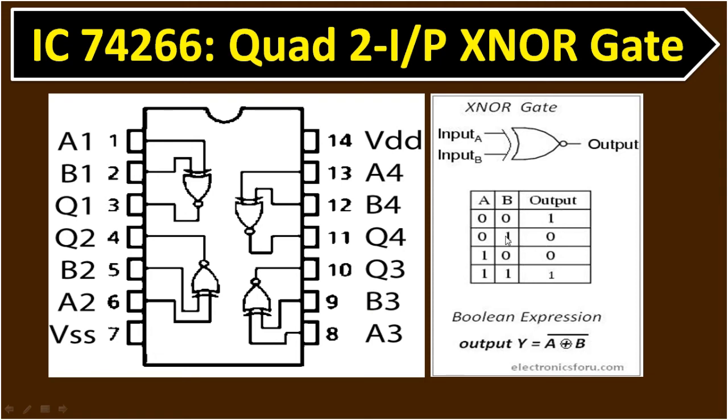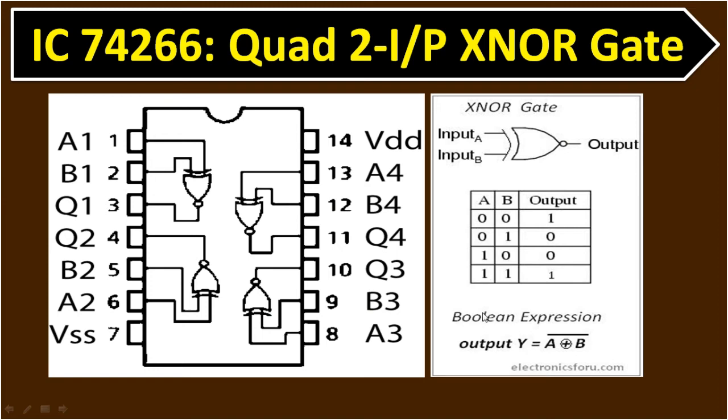And if the number of ones in the input side is odd, then the output will become 0. So here in the first combination, the number of ones in the input is 0, that is an even number, so the output is 1. In the second and third combinations, the number of ones is odd, so the output is 0. In the last combination, the fourth combination, the number of ones is even. Now here the output is 1.